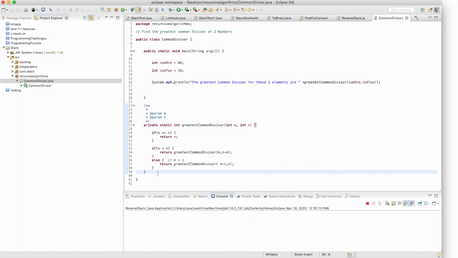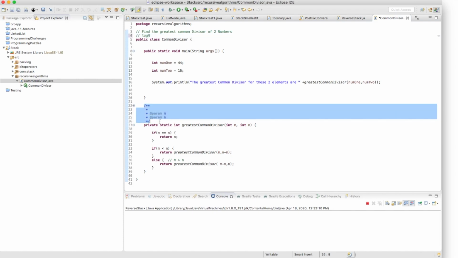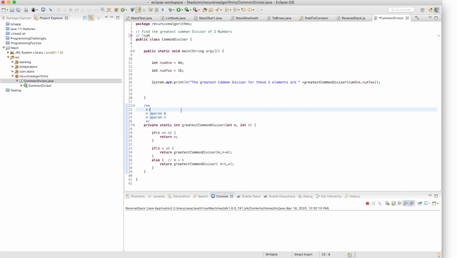Using recursion, the complexity of this is log n, and you can implement it very easily. Just two numbers. Just go ahead and try it.